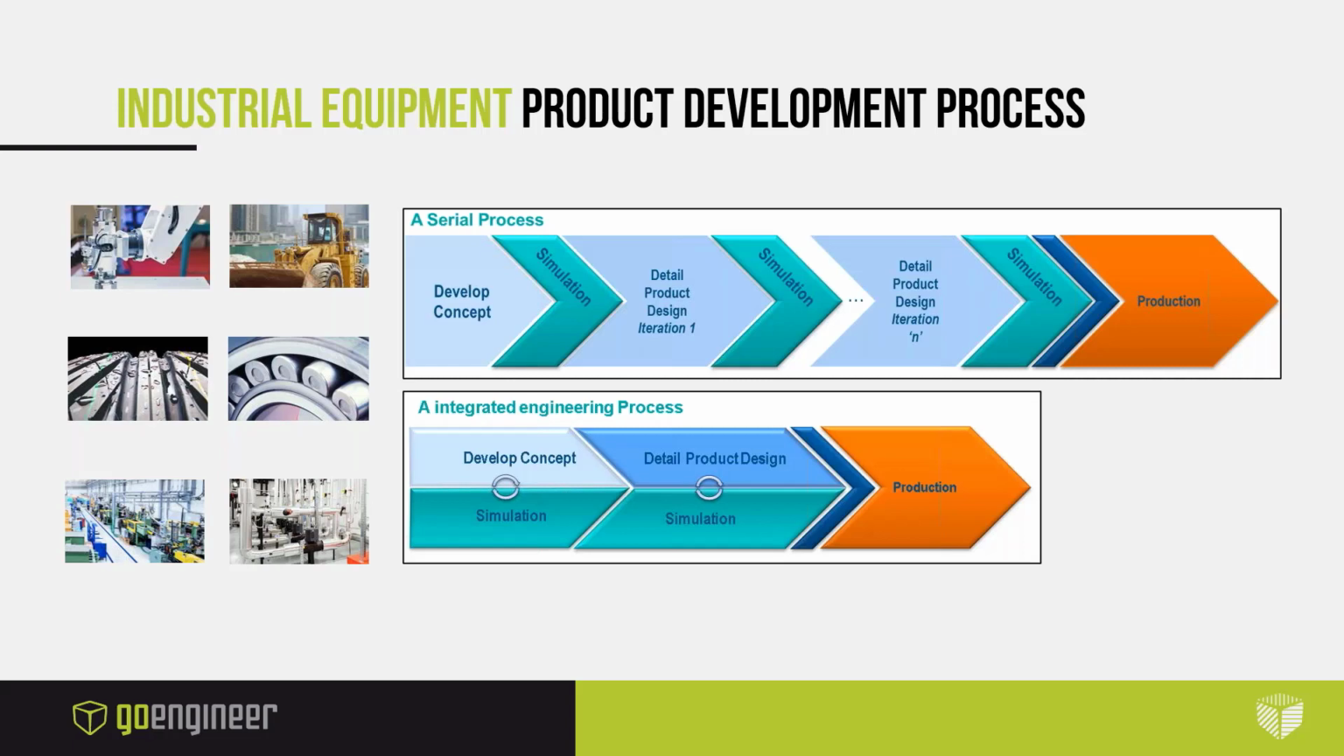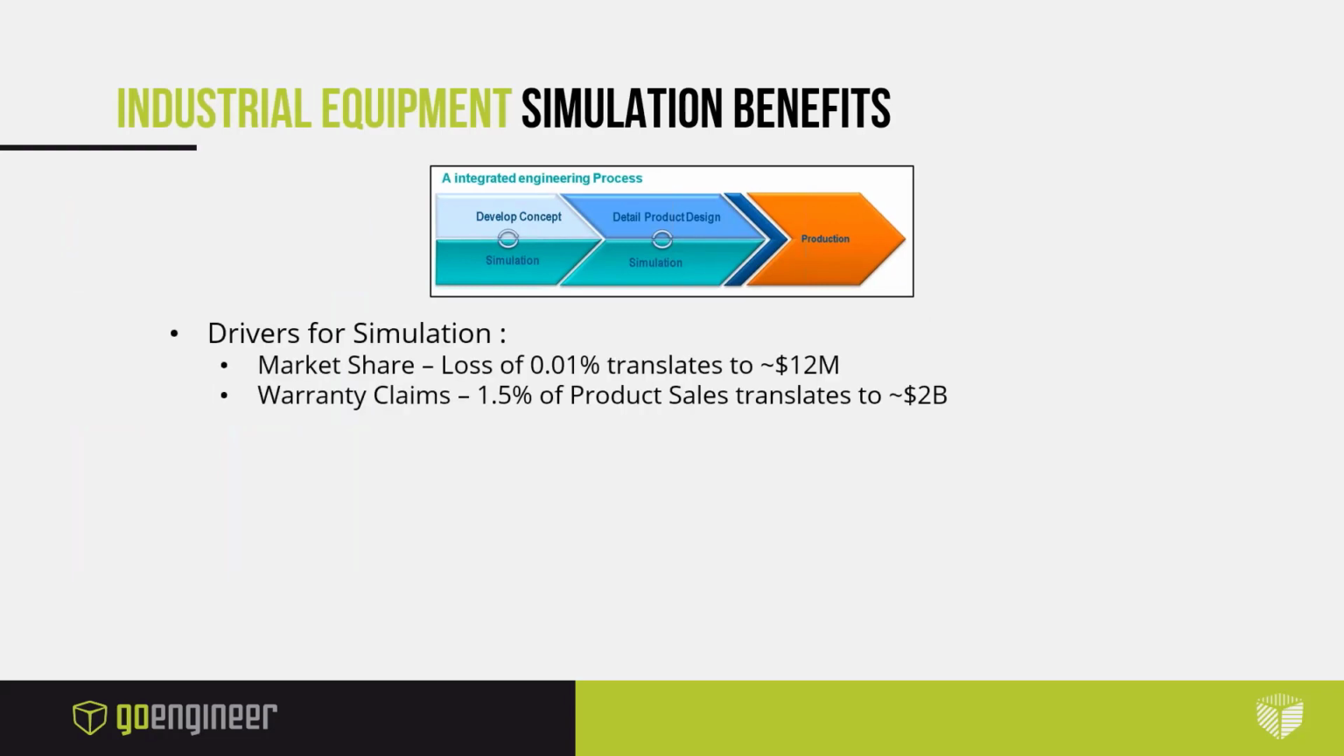Whether you adopt a serial process or an integrated engineering process, the takeaway is that there are certain drivers that push these industries to adopt simulation technology. One of the biggest drivers is market share. It's a very competitive field, and a loss of about 0.01% of market share translates to around $12 million in revenue. Besides that, warranty claims are pretty common. Statistically speaking, about 1.5% of the products that are produced or sold are returned as warranty claims, and that constitutes about $2 billion in revenue. So there's a lot of money to be saved by adopting these measures to ensure that you have a good product that's able to function as intended.